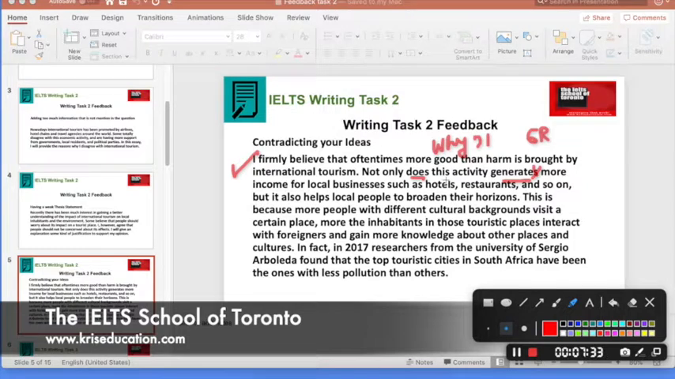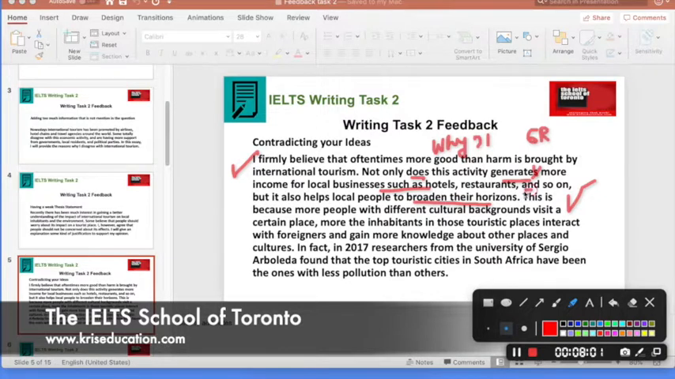So, not only does this activity generate more income for local businesses, and we've got an explanation here, such as hotels, so the idea is quite clear, but it also helps local people to broaden their horizon. So the idea put forward here is broadening their horizon. It's not clear how local people broaden their horizon, but this is followed by a very good explanation.